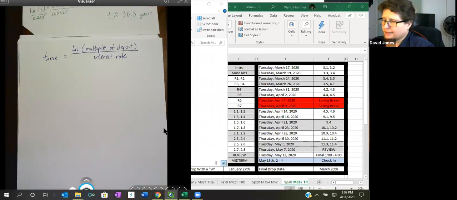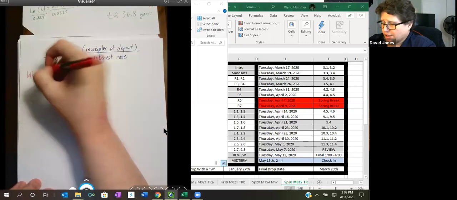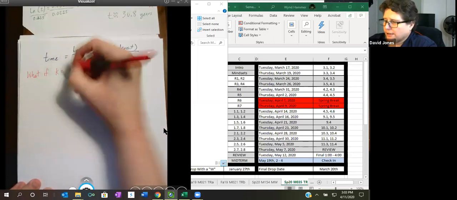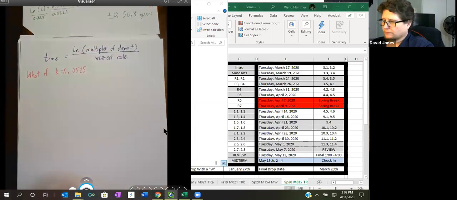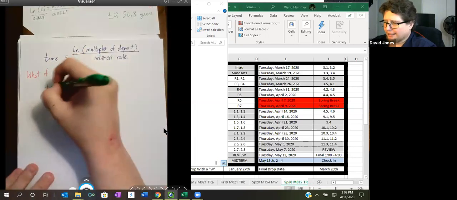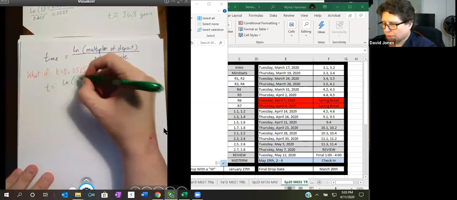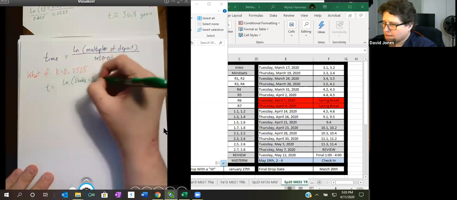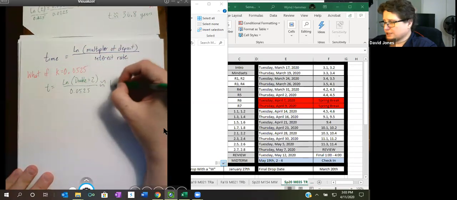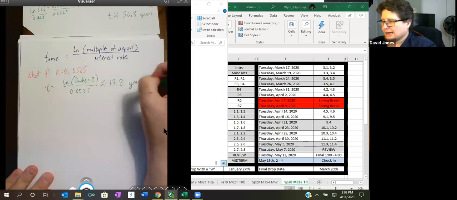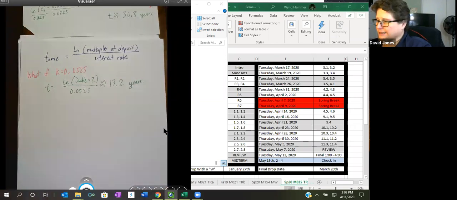What if K had been, and you don't find this, what if K had equaled 0.0525? And then our time would have been natural log. He still went with double equals 2 over our interest rate. And this is approximately 13.2 years. And that doesn't happen. You don't get 5.25% interest. They'll charge you 5.25% interest on loans, for sure. But they don't pay you that.